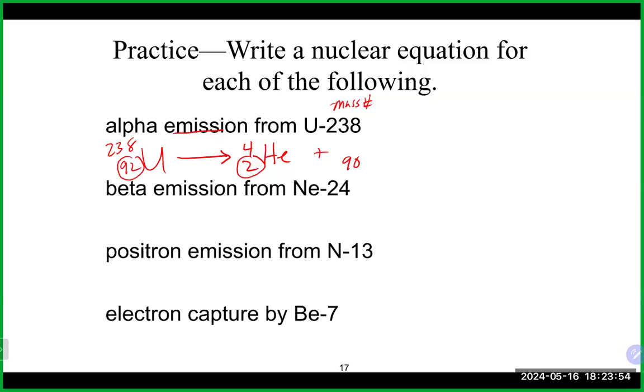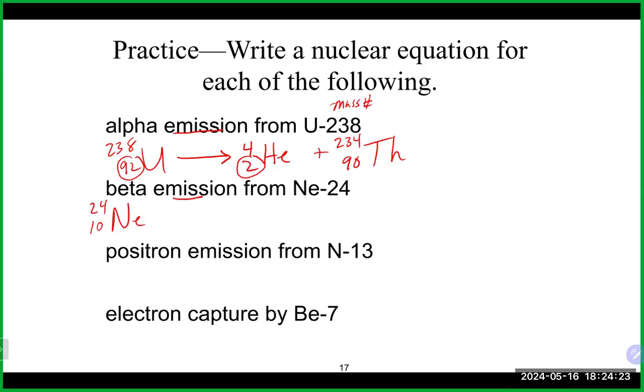We go to the periodic table for number 90, and that's Th, it looks like. For our mass number, we do the same thing: 238 on the left, 4 on the right, which gives us 234. Any questions on that one? Next is neon-24, with an atomic number of 10.